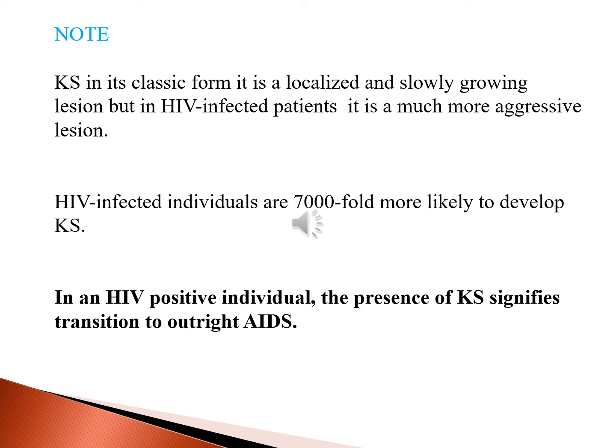So HIV infected individuals are likely to be 7,000 fold more likely to develop Kaposi sarcoma. And once in an HIV positive individual, the presence of Kaposi sarcoma signifies that the patient has transitioned to AIDS.